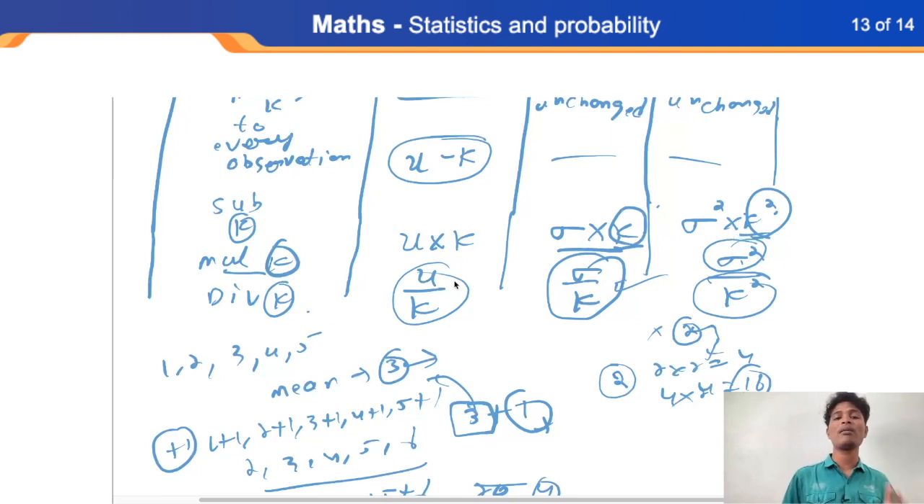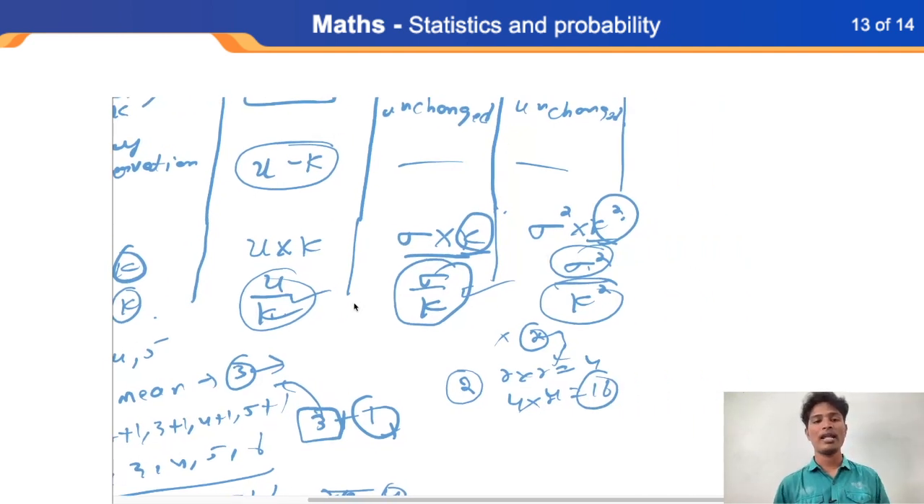And when we divide, the mean will change to the original mean divided by the value by which we divided, that is k, and the standard deviation will change to standard deviation divided by that constant k, and the variance will change to variance divided by k square.